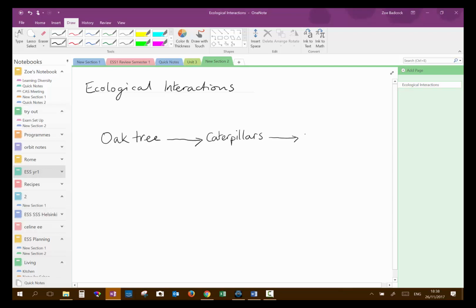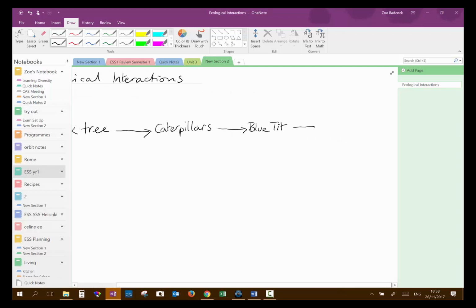And there's a bird called a blue tit which eats the caterpillars, and then another bird feeds on the blue tit, and that's a tawny. Actually, we're going to change. We're not going to have a tawny owl because it's not very realistic. We're going to have a sparrowhawk.